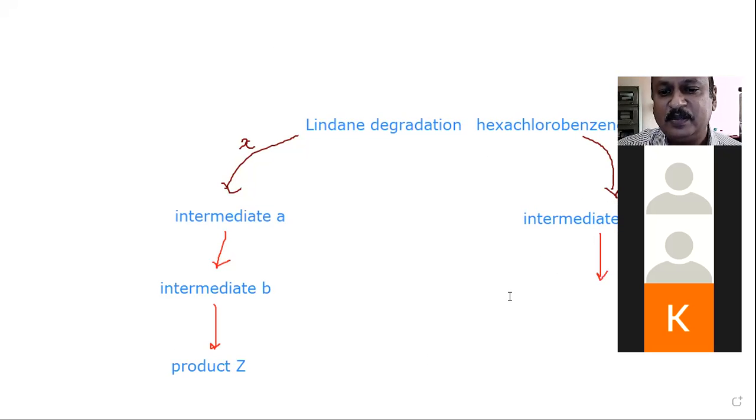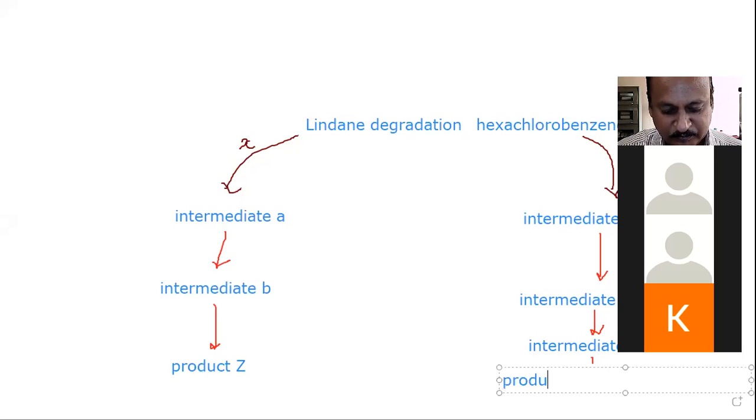Then I get another intermediate N. Then I get another intermediate O. And then finally I get the product. Product is, for example, capital Q.